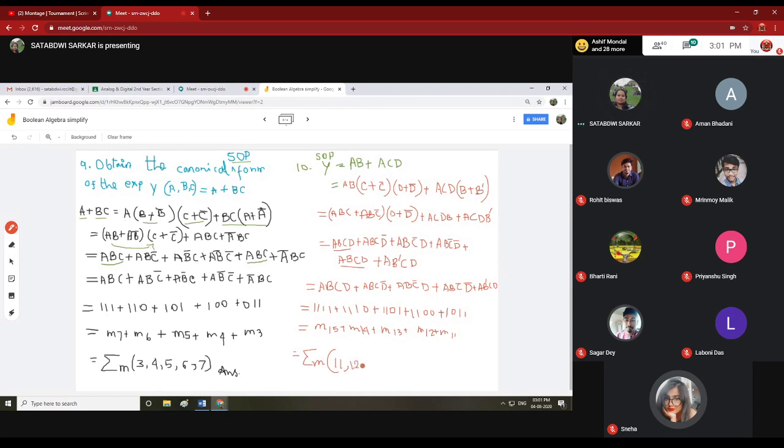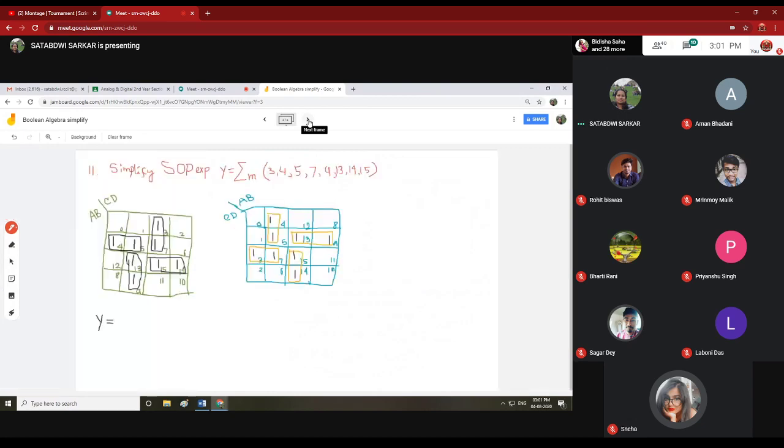So now in the summation form, small m 11, 12, 13, 14, 15. These are the minimum simplification or using K-map. Okay, we will do it later.